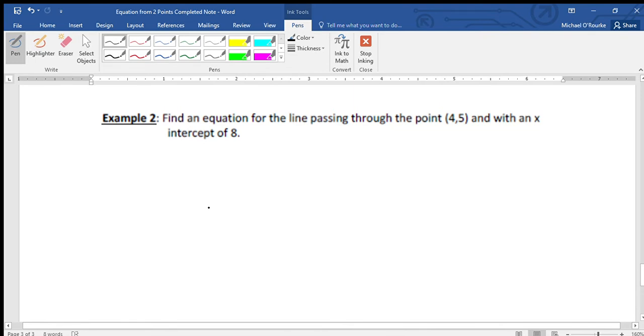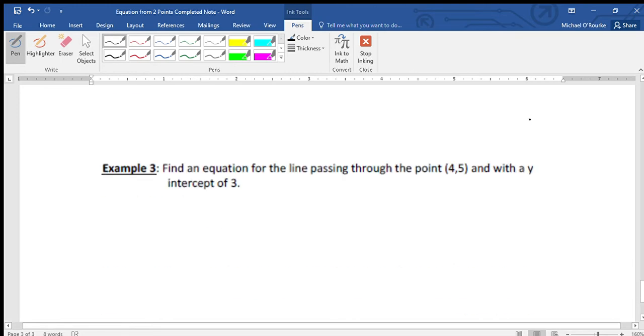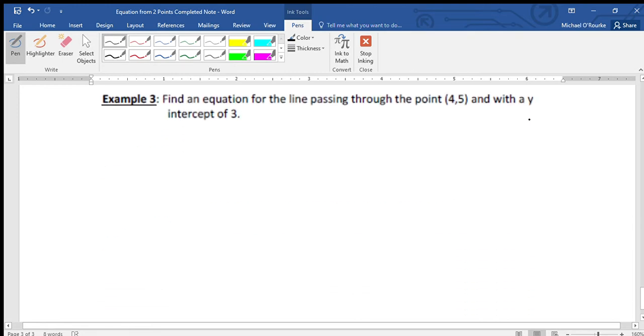This one's the same, but it's a little bit different. Find the equation of a line passing through the point 4, 5 with an x-intercept. Oh shoot, I'm going to change that to a y-intercept. Let's do this one: find the equation of a line passing through the point 4, 5 with a y-intercept of 3. We haven't done x and y-intercepts yet, so I'm not too worried about the first one there.